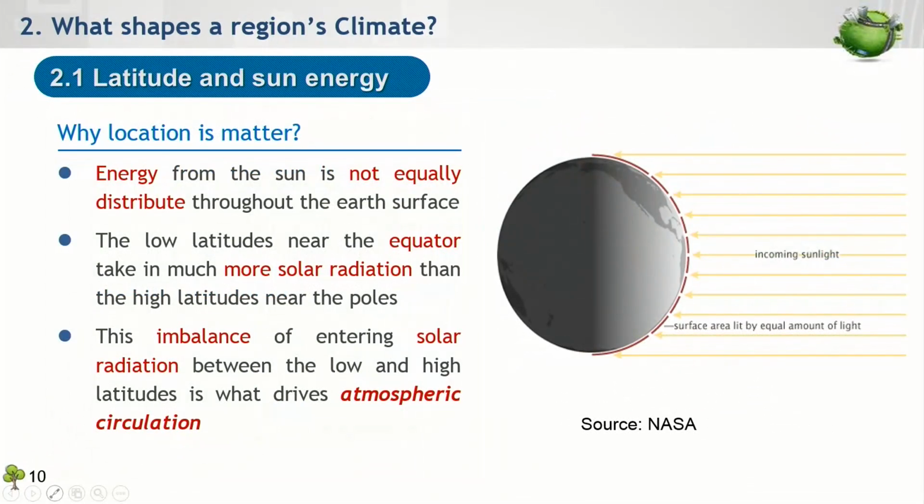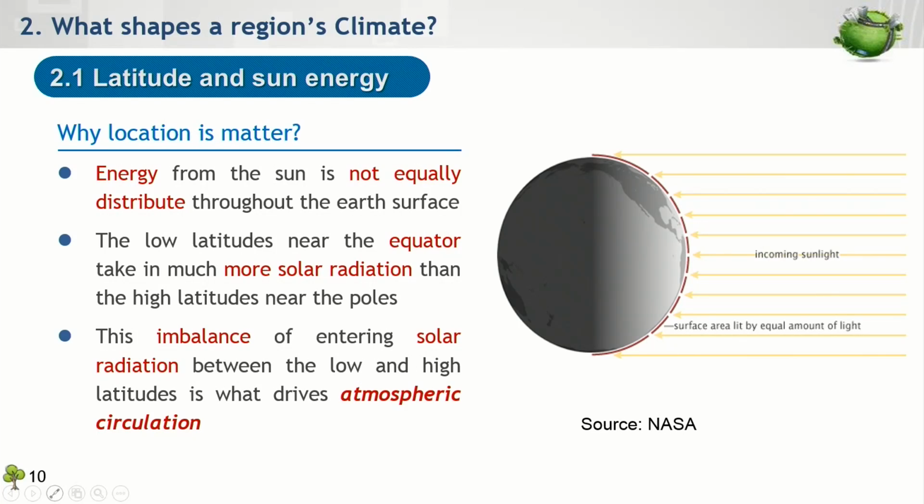Okay, so let's start with the effect of location, why location matters, and why we have different climate zones in different latitudes. Well, this is because we receive different amounts of sun energy at different latitudes. So although the heat budget of the entire globe is fairly balanced, it is quite different from one location to another location. And there are three factors that lead to such an imbalance.